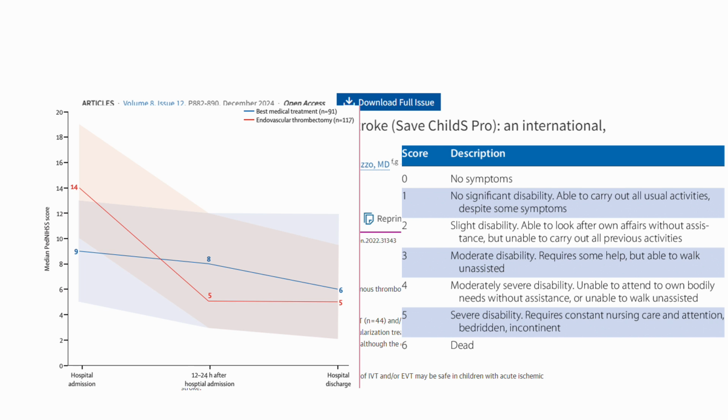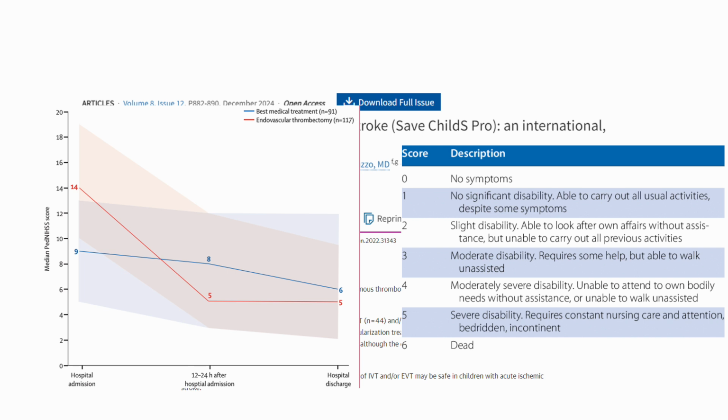So just a reminder, the MRS score, so 0 is no symptoms, and then as the score increases, you have increasing levels of neurological disability. So they measured the difference in MRS score at 90 days from baseline, and they actually found that the difference in the median MRS score between baseline and 90 days was 1 in the endovascular thrombectomy group and was 2 in the best medical therapy group, so potentially better in the endovascular therapy group.